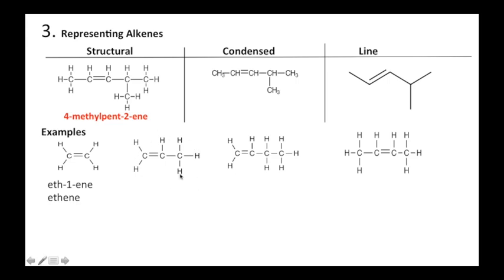How would you name this one? Give that a try. Pause me if you don't want to know right away. All right, here we go. Here's the answer. This is prop-1-ene. I've got 3 carbons, double bond attached to the first carbon. And, oddly enough, look at this. If I was to flip this around, we would number it 1, 2, 3. It would still be prop-1-ene. So you could just call this propene.